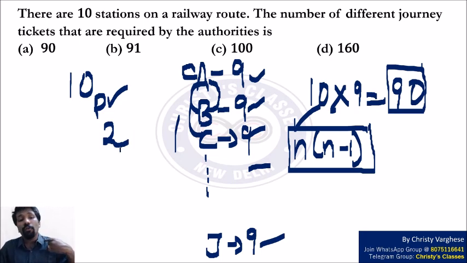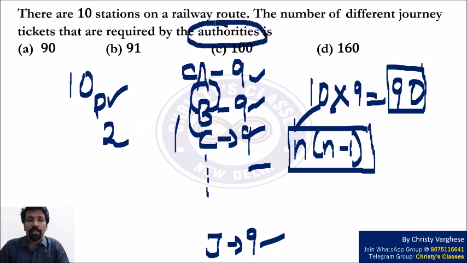If it is only a forward ticket, for example Delhi to Cochin only, if you are only thinking about the forward journey, then 10C2 would have been the answer. Here it is forward and return, because from the perspective of authorities, they have to think about the forward journey and backward journey both. Right? So it is 10P2.